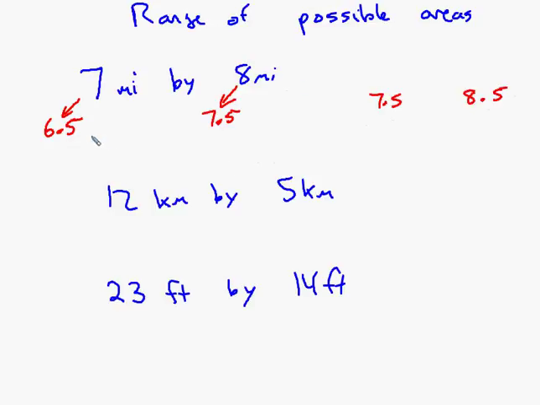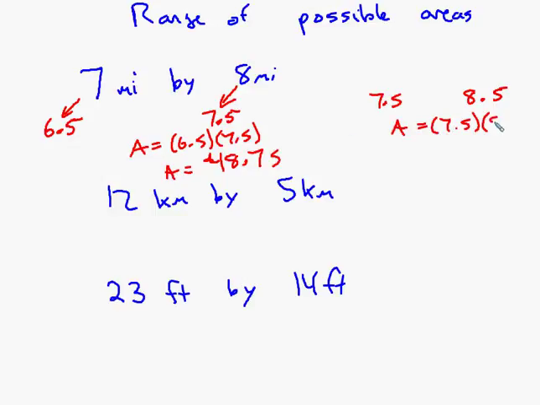And if I wanted to find the areas, what do I do with these? Multiply them. So the lowest area is 6.5 times 7.5. What do I get? 48.75. And the area of this would be 7.5 times 8.5. What do I get? 63.75.